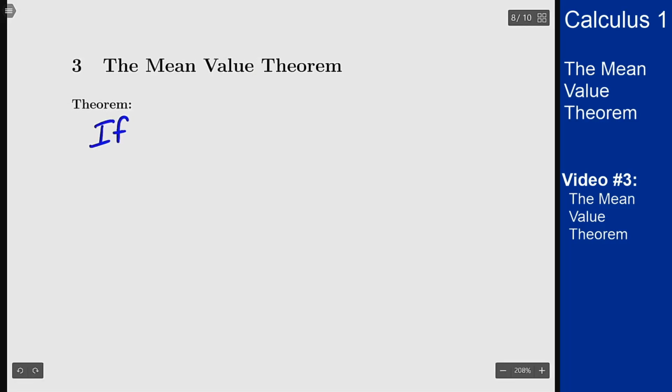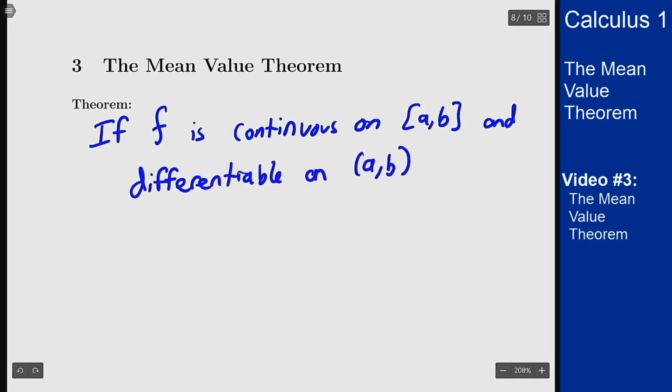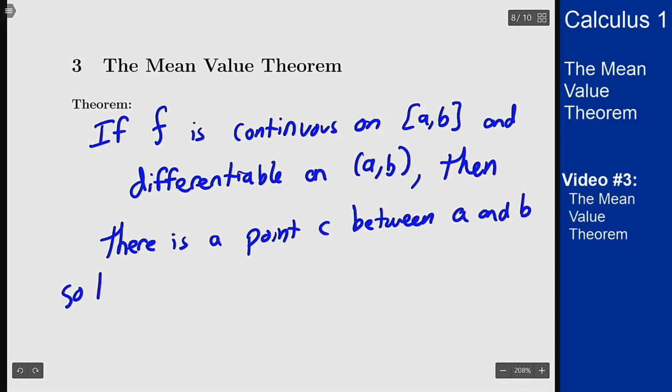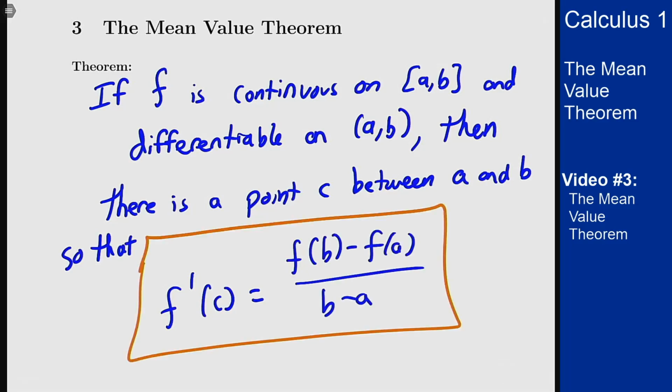If I have a function f that's continuous on the closed interval from a to b, and it's differentiable on the open interval from a to b, we recognize these as the first two conditions we had from Rolle's theorem. However, for this, I don't need the last condition. Then, what I get from this is there is a point c between a and b, so that f prime at c is the same as f of b minus f of a over b minus a. Again, doesn't mean there is only one, but there is at least one.